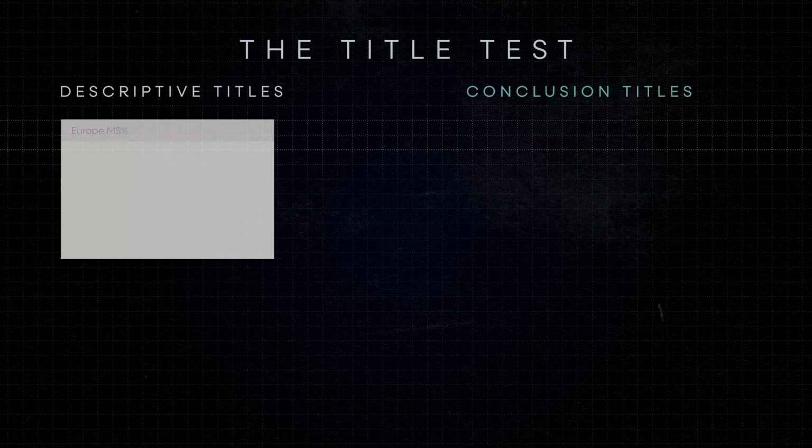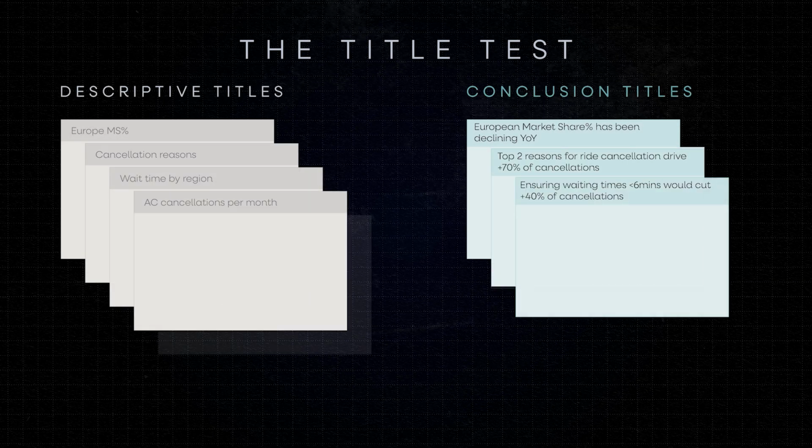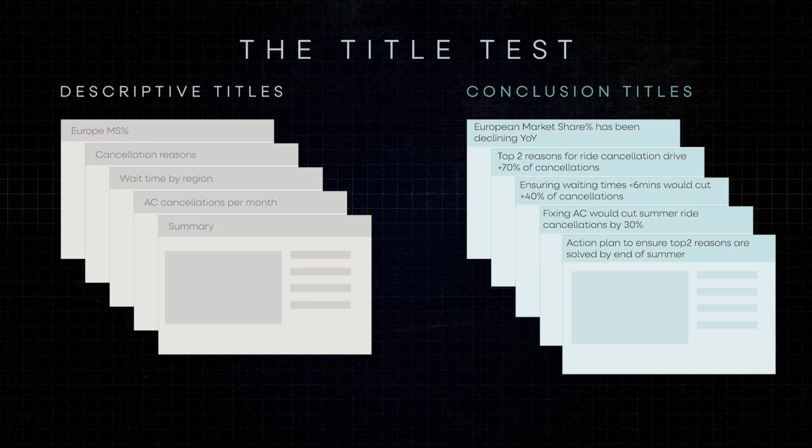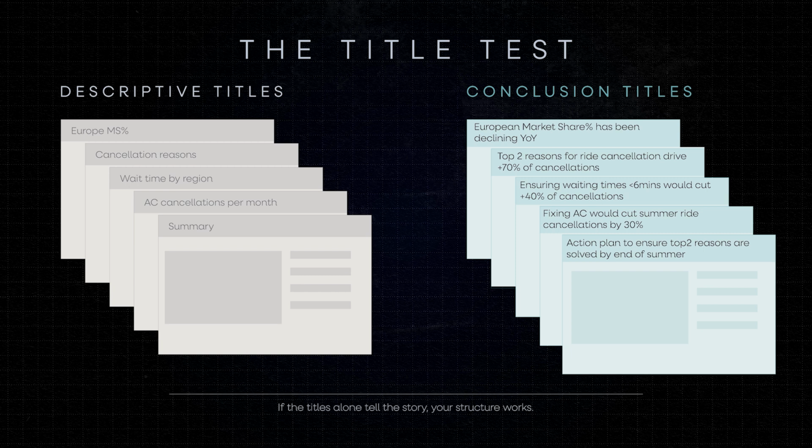And you also want to make sure that you don't communicate more than one message per slide. So actually the way to know if you nail this is what I call the title test. If someone can read just your slide titles in sequence and understand your entire argument without seeing a single chart, your storyline is perfectly working. And if they cannot, then it's not clear enough yet.